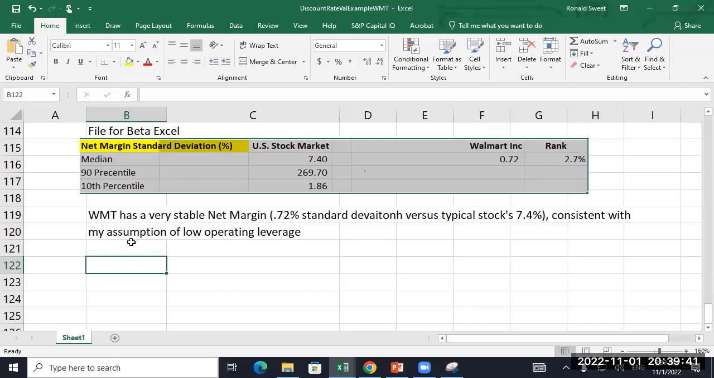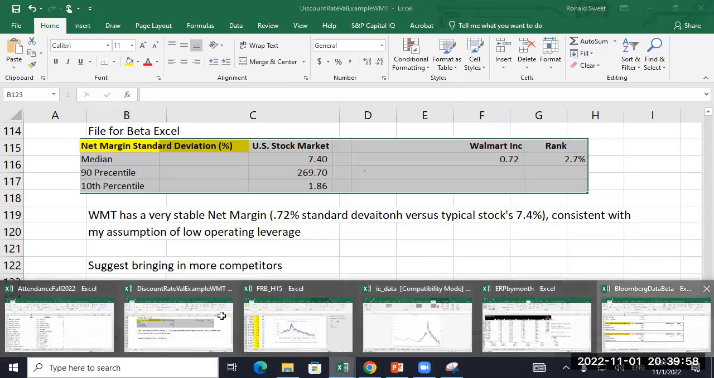Now, what could you do to strengthen your paper? I suggest bringing in more competitors and just seeing where they are. We know Costco is very low, Kroger's is very low. I don't know about Kohl's. You could bring in Target and Kohl's and just see.